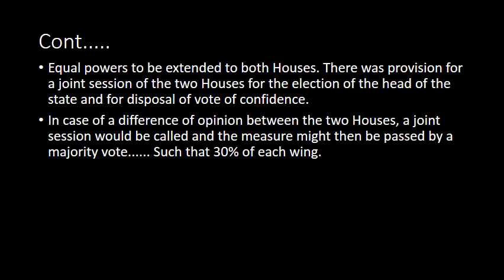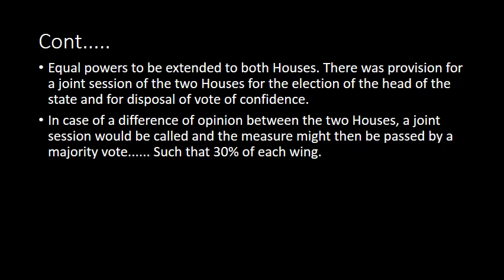A joint session of two houses was to be called for the election of the head of the state. It means that for electing the head of the state, both houses of the parliament can collectively elect the head of the state. And for disposal of a vote of confidence, both houses were to be called. And a clue was also mentioned here that the decision was to be taken by majority of votes.